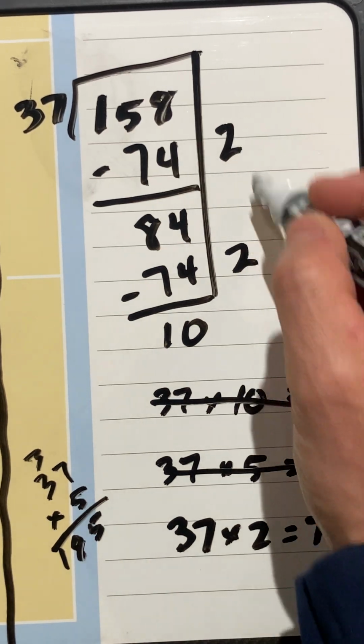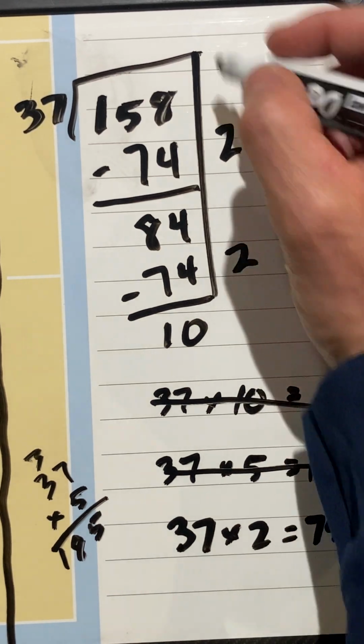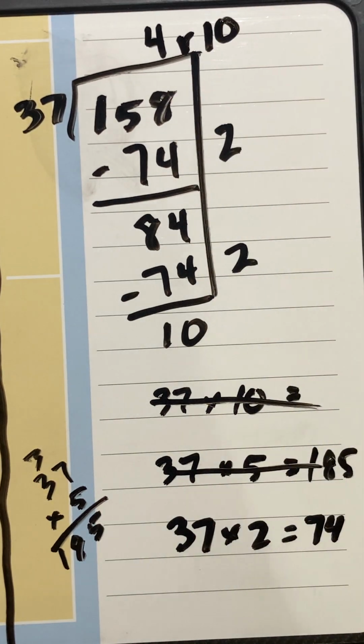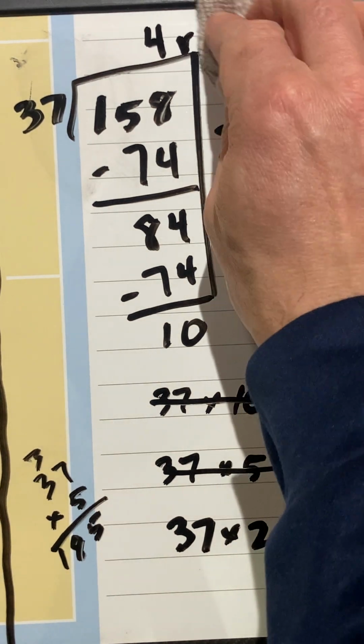So I'll add up these two. 2 plus 2 is 4. And I have a remainder of 10, so 4 remainder of 10. So our first problem there is 4 remainder 10.